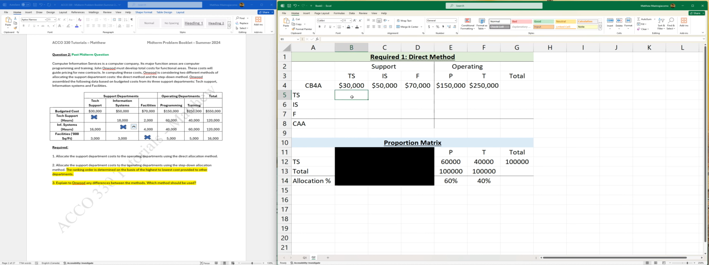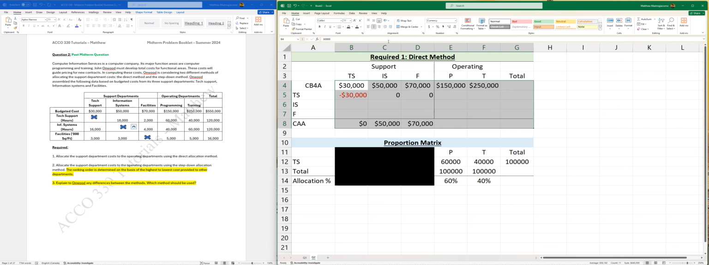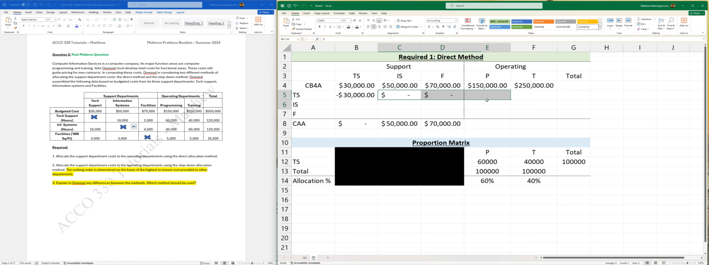Now let's go to the cost grid here. Always sum up the whole row. Remember, your cost after allocations for support departments has to be 0. So for tech support, we have 30,000 in cost, and we're going to subtract 30,000 here because we're taking this cost and passing it over to the other departments. For IS and facilities, there's no cost to be allocated over because we're doing the direct method. We ignore the relationship between support departments. You can even black this out if you want to.